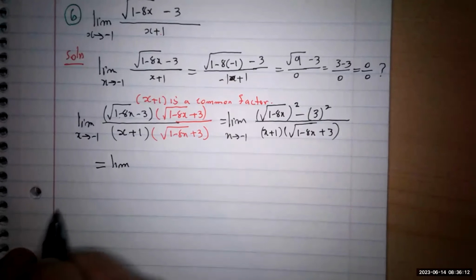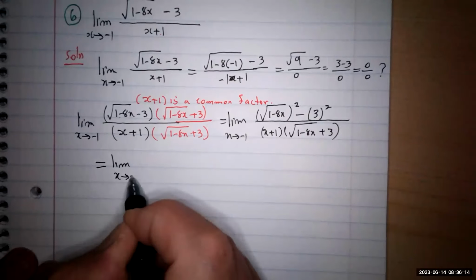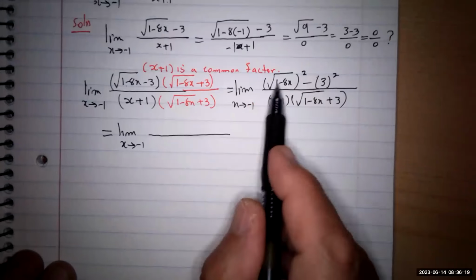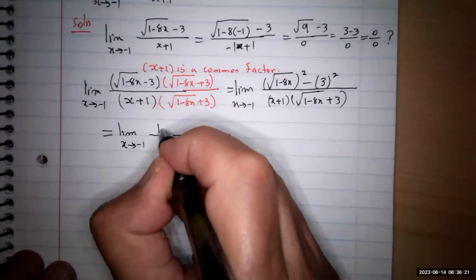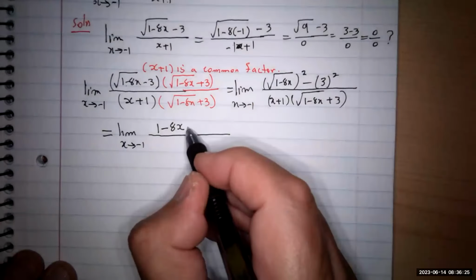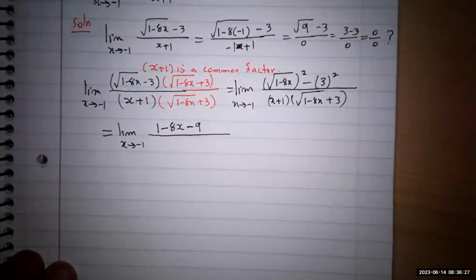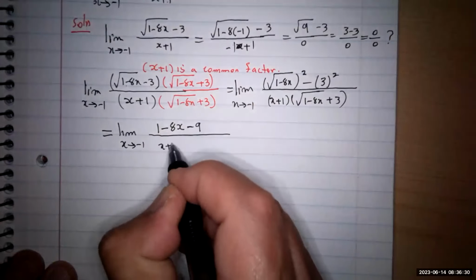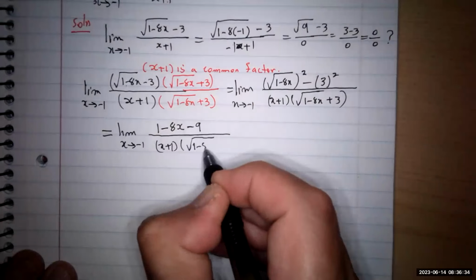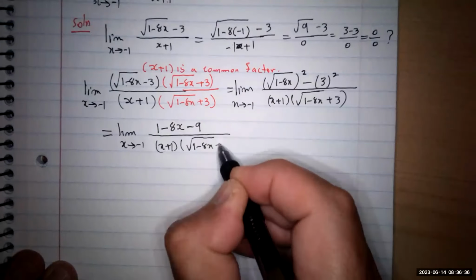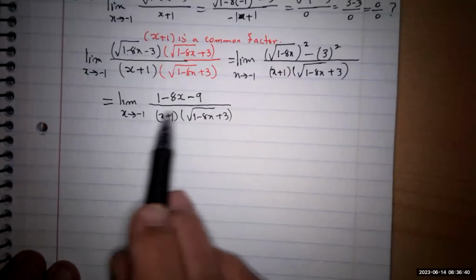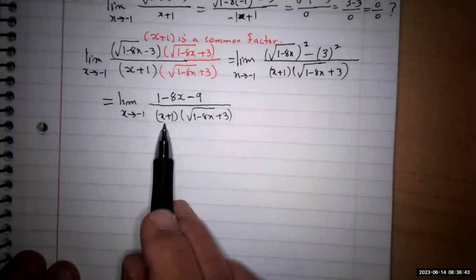Stay on the top, simplify it, remove the radicals. So that gives the limit as x goes to negative 1. On the top, you remove the first radical, that gives 1 minus 8x, and the second one, 3 squared, would be 9. Again, the bottom is unchanged, so that's going to be radical 1 minus 8x plus 3. Stay on the top. Remember, you need x plus 1, so you have to simplify the top so that you get that x plus 1.